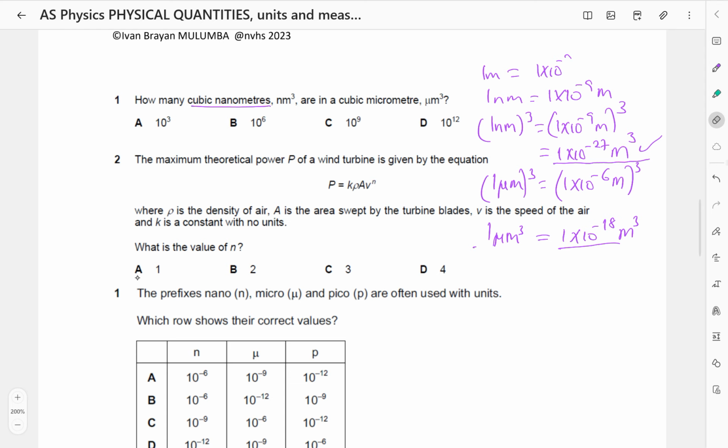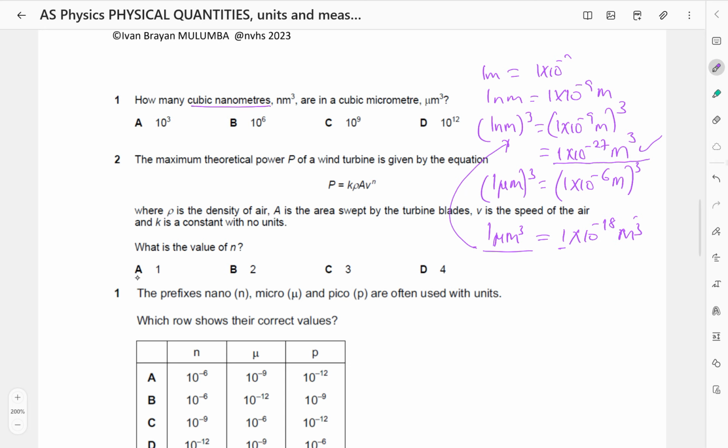So how many cubic nanometers are in a cubic micrometer? So it is the other way around. How many cubic nanometers? So I started from the wrong end. I should have started from the other side. So we now have that 1 cubic micrometer is 1 times 10 power negative 18 meters cubed. So we are changing from this to the other one, not the other way around.